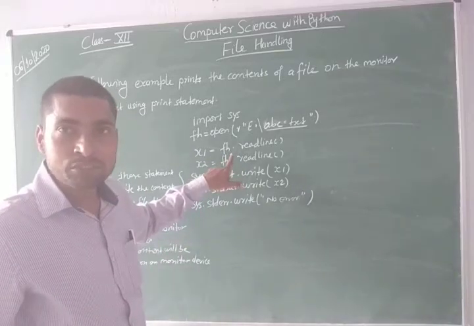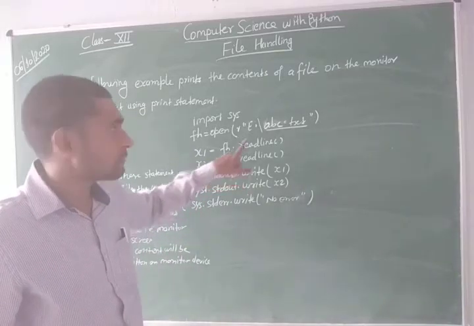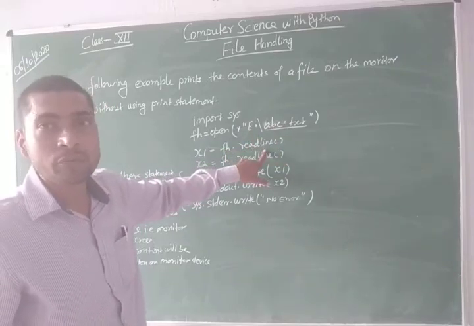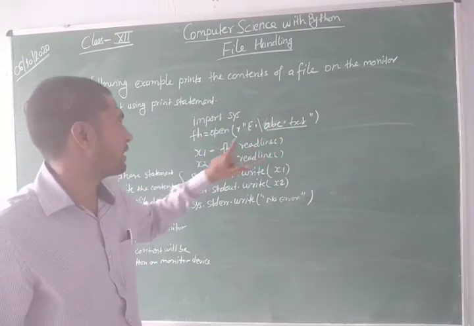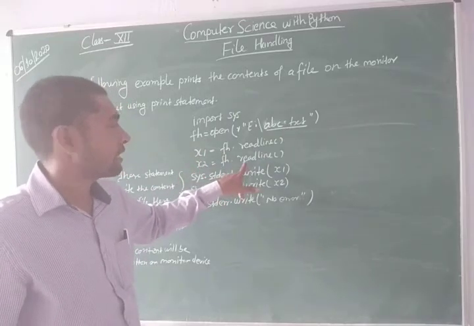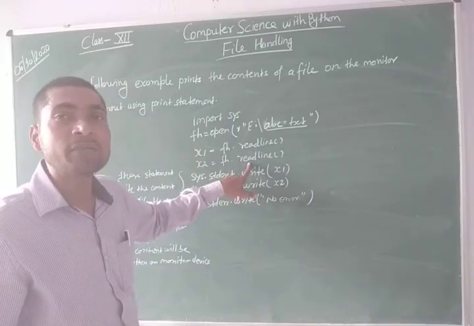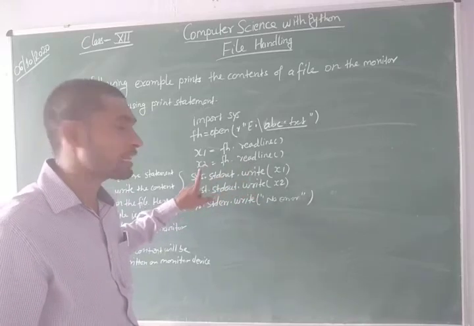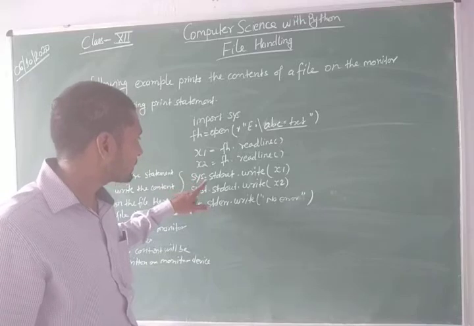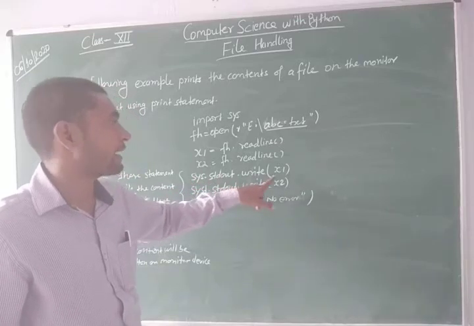fh is the file object name, linked with this file abc. So the readline function will read one line from this file and it is stored in x1 in string form. Similarly, this statement will read the next line and it is stored in the string variable x2. sys dot stdout dot write x1.